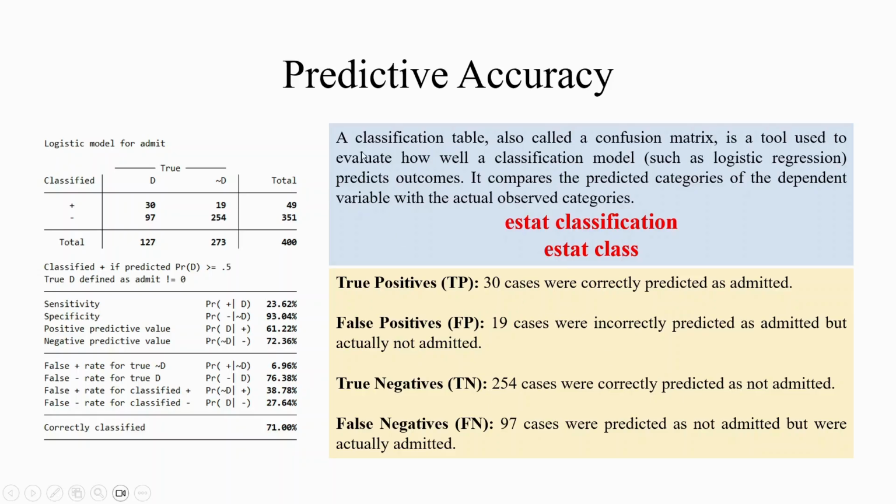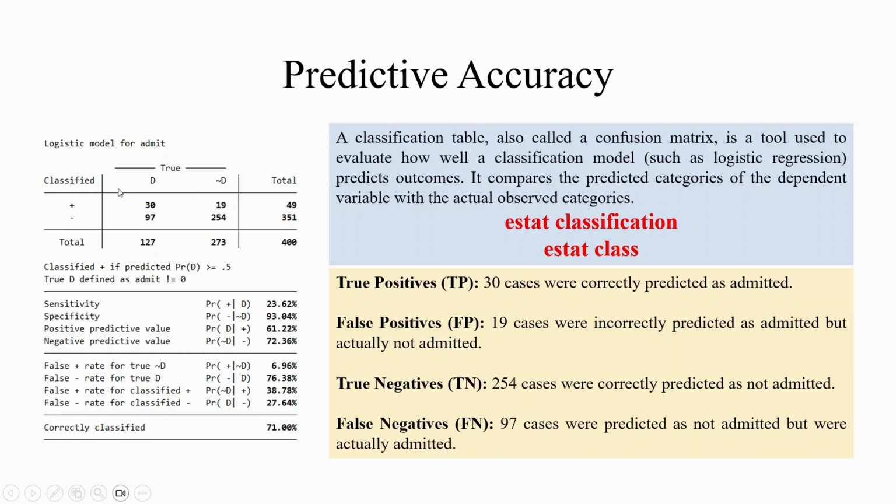So for this, we'll be generating a classification table. A classification table, also called the confusion matrix, is a tool used to evaluate how well a classification model predicts the outcome. It compares the predicted categories of the dependent variable with the actual observed category. See, this is classified according to the model, plus and minus, and this is the original values, that is 1 and 0. We have to see diagonally 30 and 254. These are correctly classified cases.